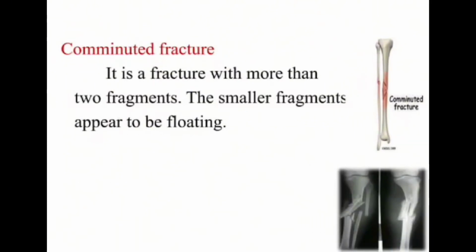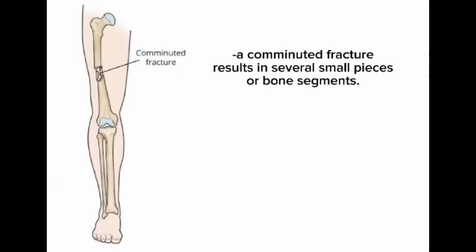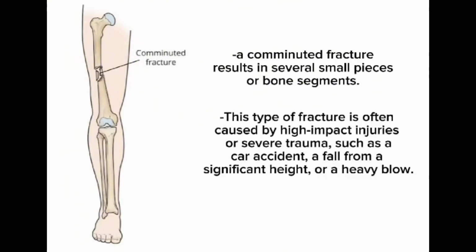Unlike a simple fracture where the bone typically breaks into two distinct pieces, a comminuted fracture results in several small pieces or bone segments. This type of fracture is often caused by high-impact injuries or severe trauma, such as a car accident, a fall from a significant height, or a heavy blow.